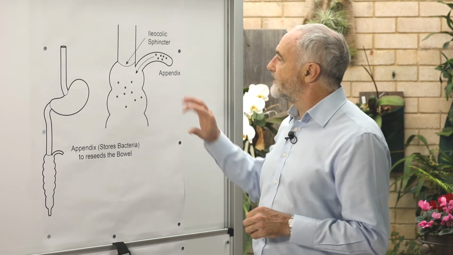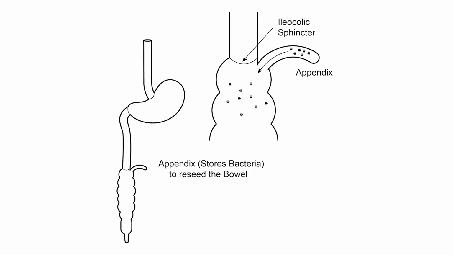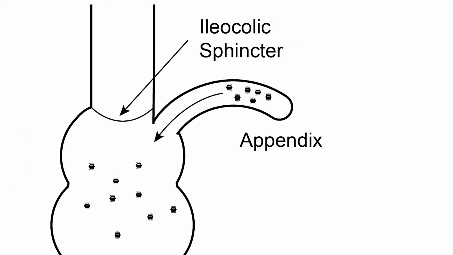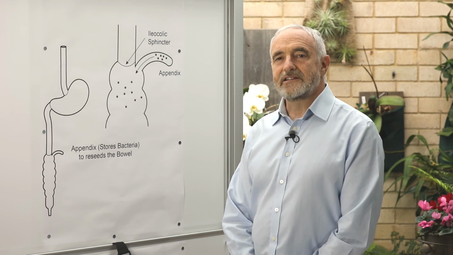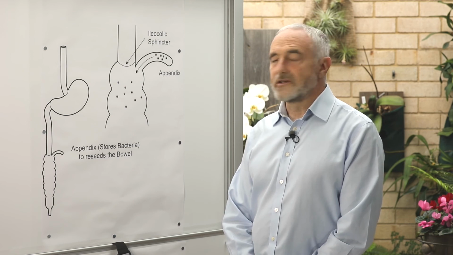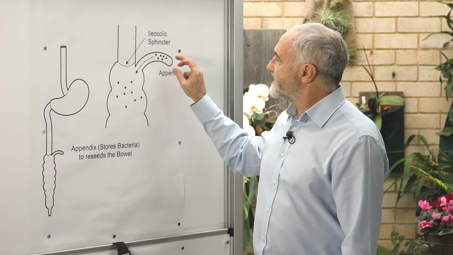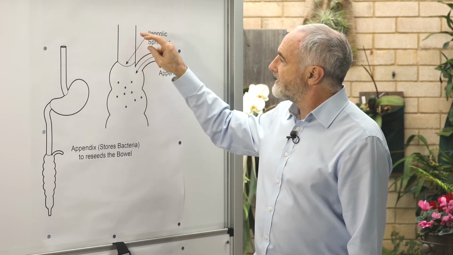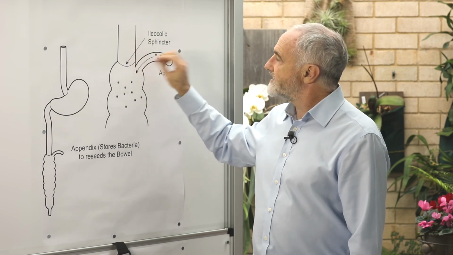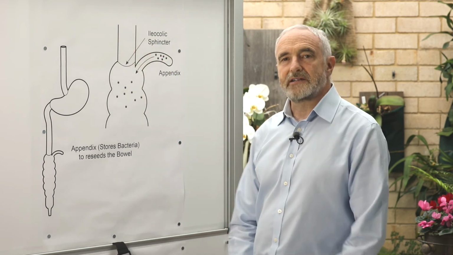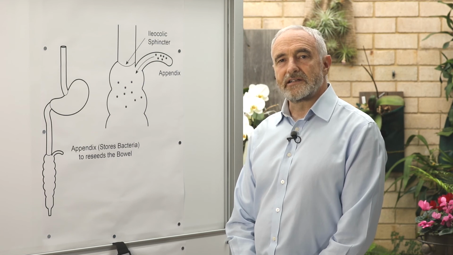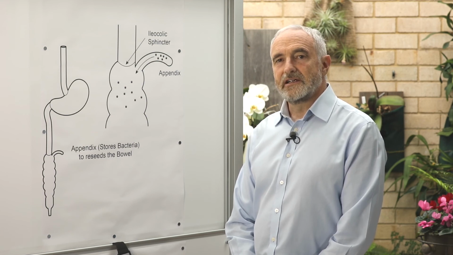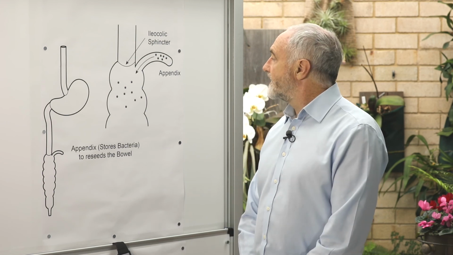I'm just going to talk about the function of the appendix. When I was in medical school, we were told that it was just a vestigial remnant of our evolutionary past. That's not actually the truth. The function of the appendix is to store bacteria. And when this fluid comes from the small bowel, it's essentially sterile, and it needs to have bacteria put into it so that the bacteria can give us the benefits of vitamins and bacteriocins and neurochemicals.